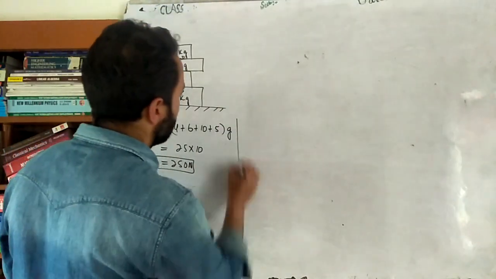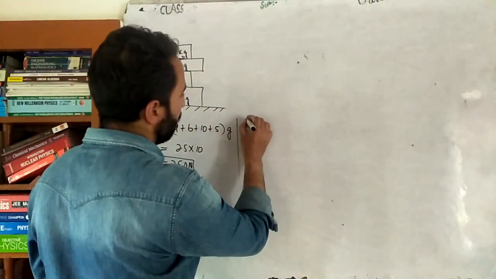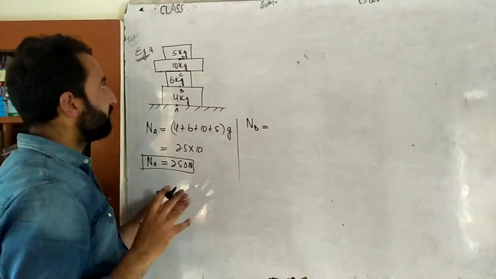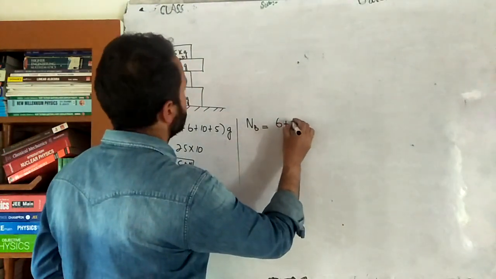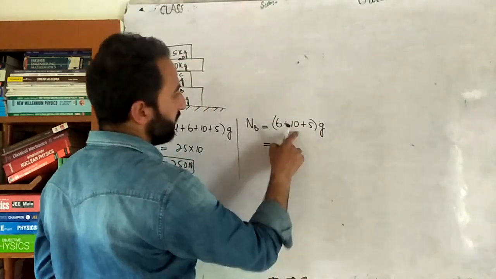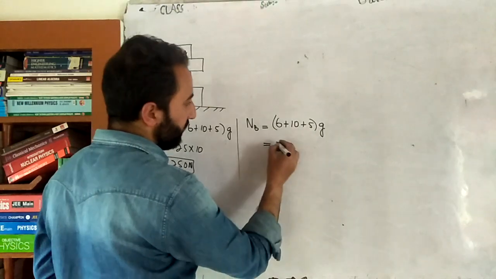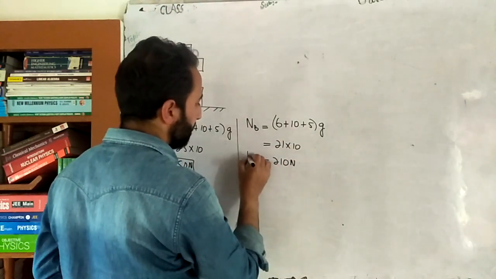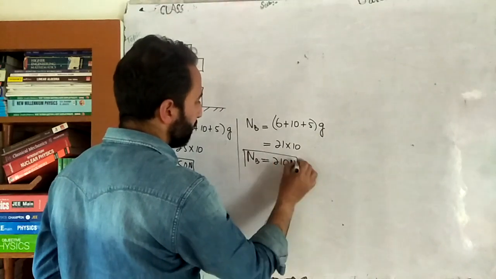Okay. Next, you want to calculate what? Normal reaction at point B. So normal reaction at point B will be contributed by the masses that lie above. So that is 6 plus 10 plus 5 multiplied by g. That's equal to 10 plus 6, 16. 16 plus 5 is 21 multiplied by 10. So the answer is 210 Newton. This is the normal reaction at the point B.